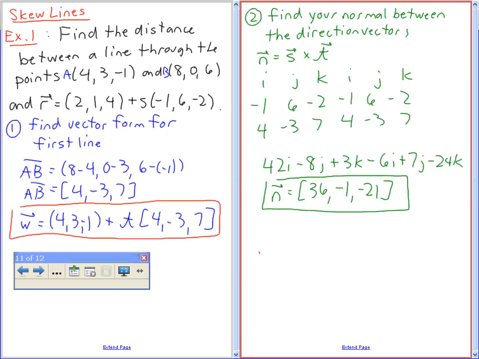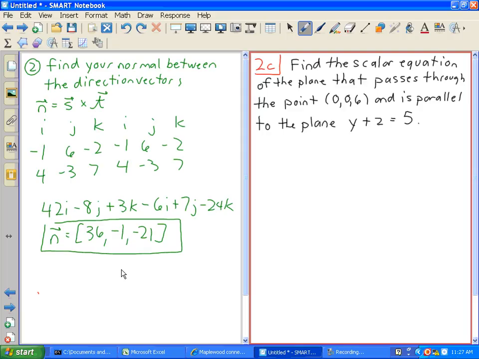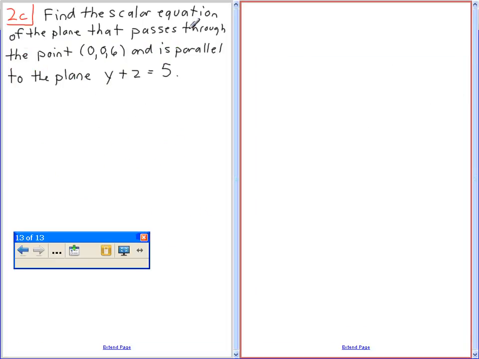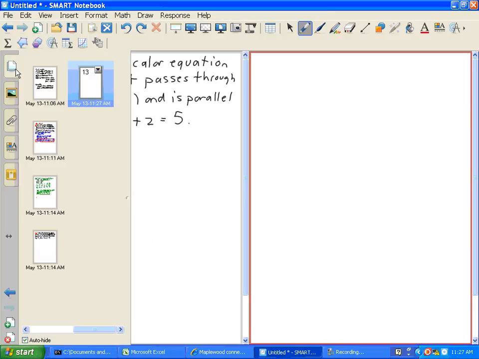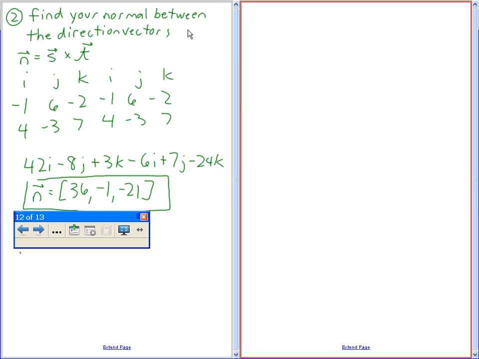Number 3, the distance. All right, number 3 is going to be the projection. What was that called? P on that.